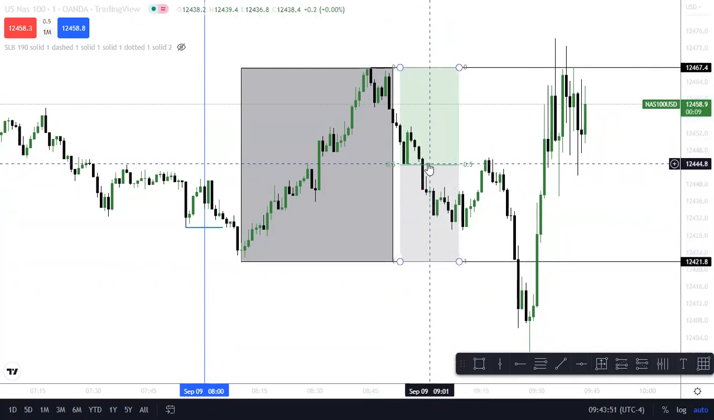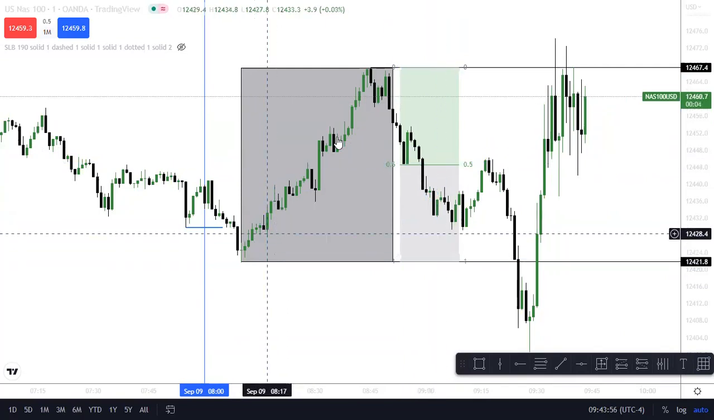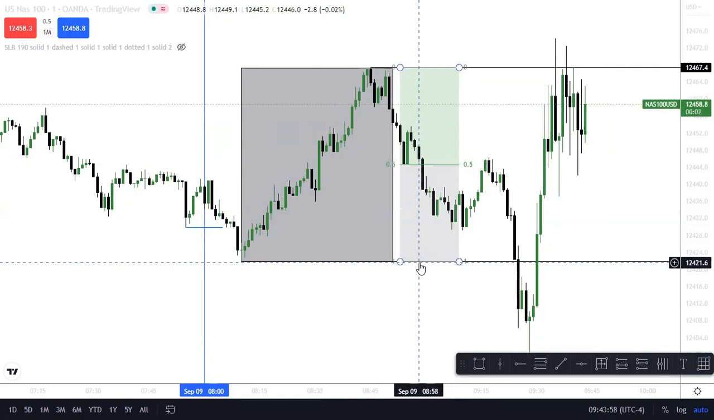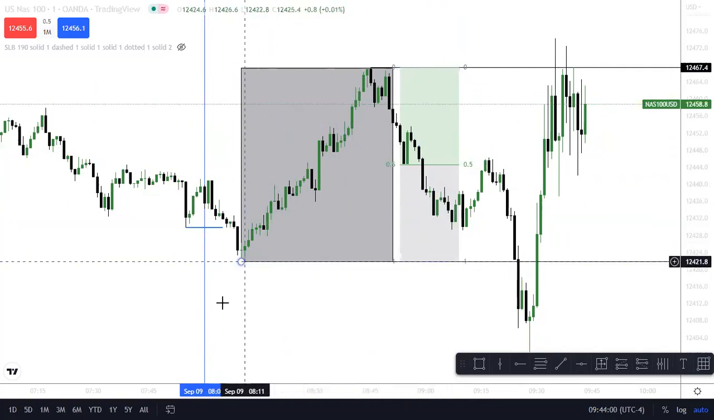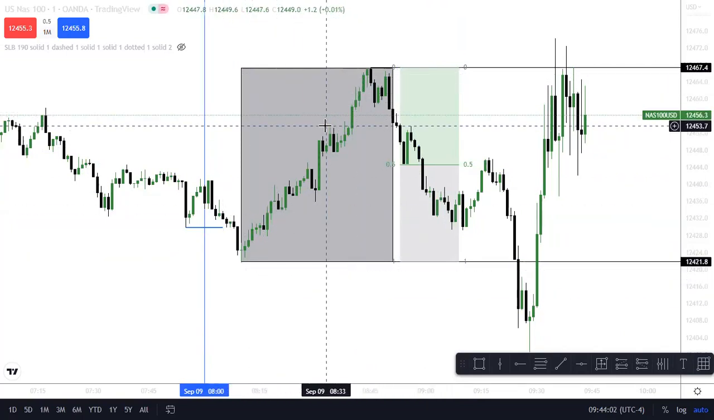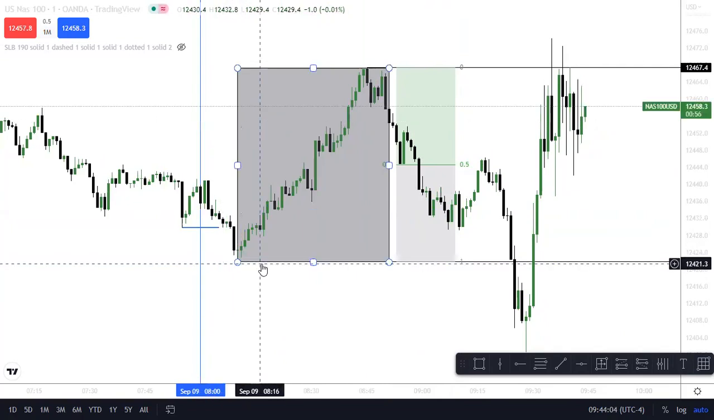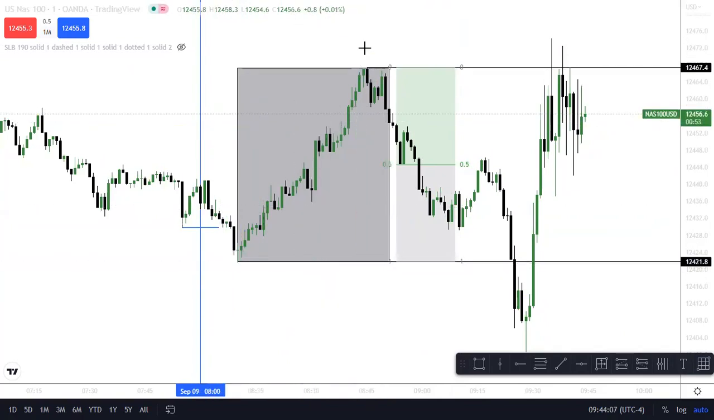When the market's right here at a particular time of the day, we're looking for which side of the liquidity was already swept. Specifically, which side of this range has been swept. Sell side was already swept. So the run should be on buy side.